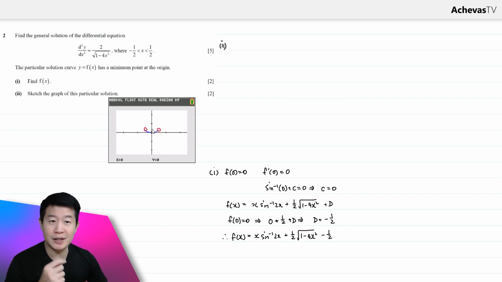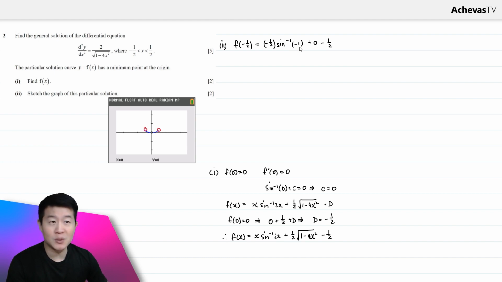For any endpoints, we need to indicate the details about the endpoint. So we need the coordinates of the endpoint. So when x is equal to minus half, let's try to find it first. This is where the detail comes. When x is equal to minus half, we will let all the x here be equal to minus half. So we have x, which is minus half. Then sine inverse of 2x, so sine inverse of 2 times minus half, which is minus 1. Then plus, when this is minus half, 4 times minus half squared is going to be 1. 1 minus 1 is going to be equal to 0, minus half.